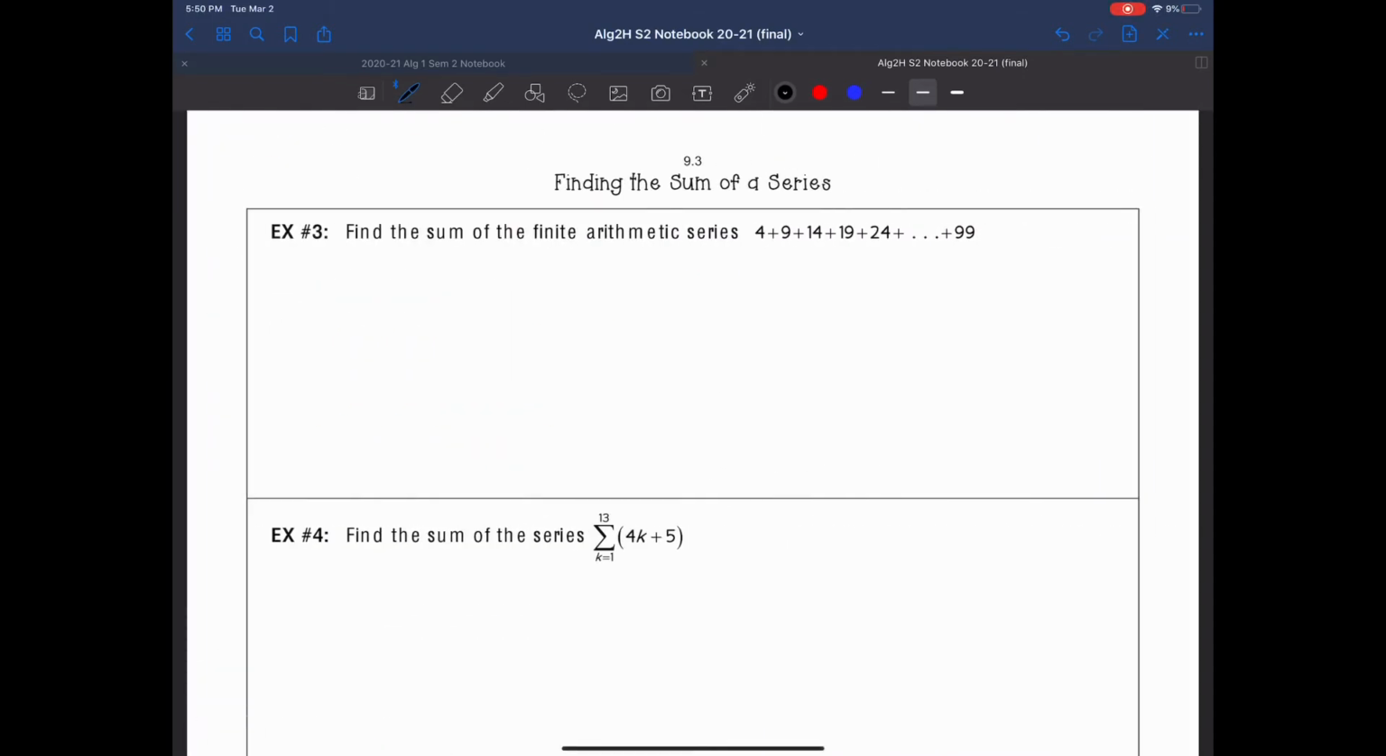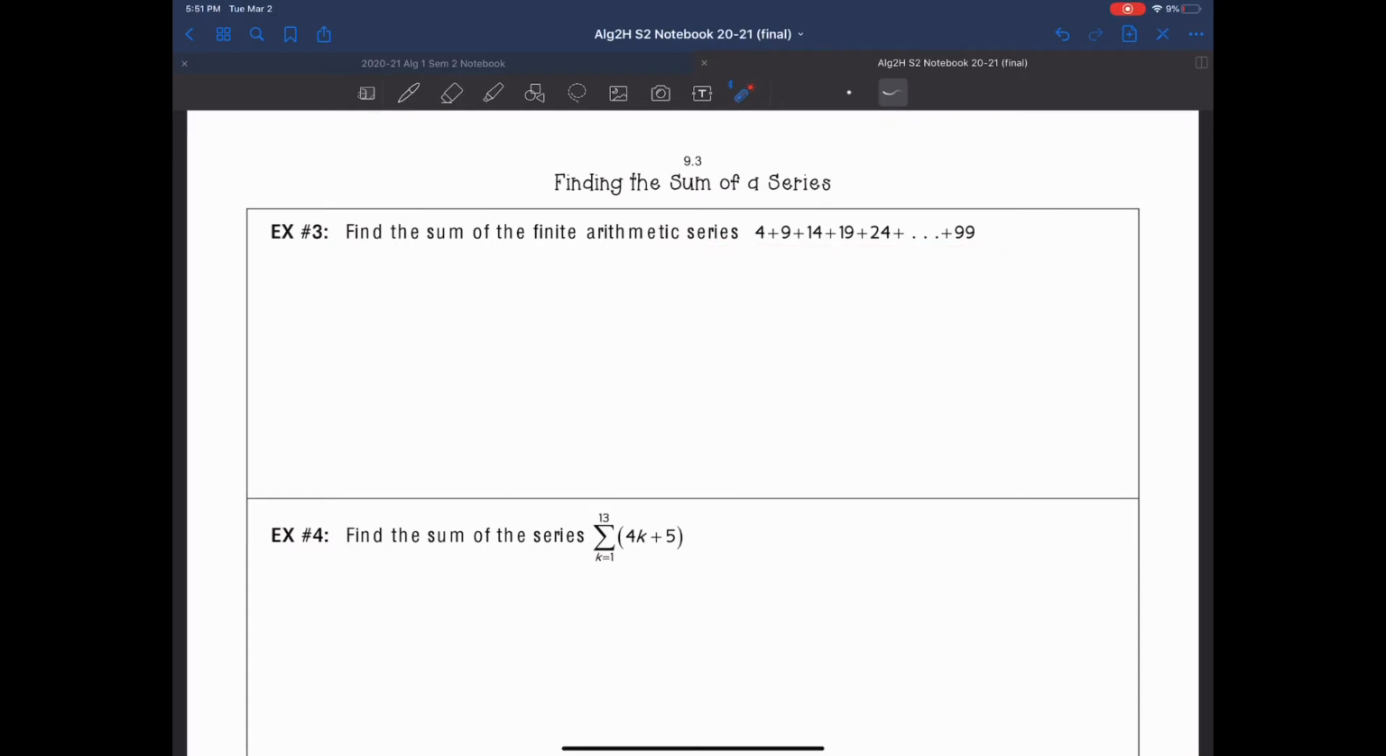Find the sum of the finite arithmetic series 4 plus 9 plus 14 plus 19 plus 24, and then a little missing spot right here, and then 99 at the end. Okay, so here is the struggle with this example. We know what the first term is. We know what the last term is. We know what the common difference d is, but unfortunately, we don't know what n is equal to. We have no idea how many terms are in this series, all right?